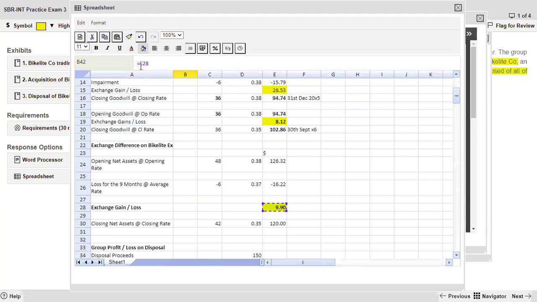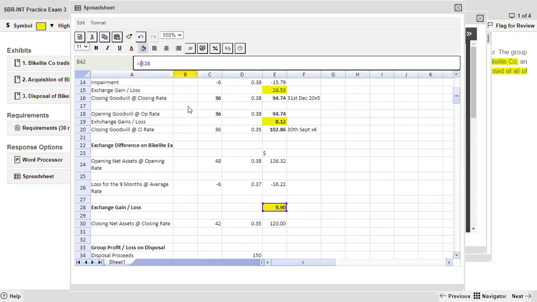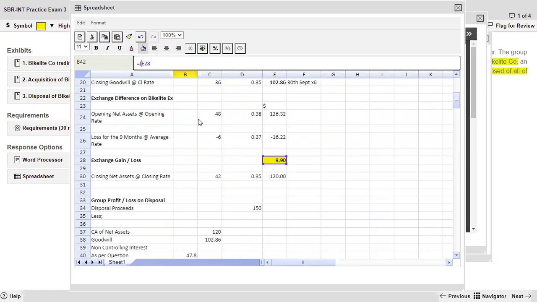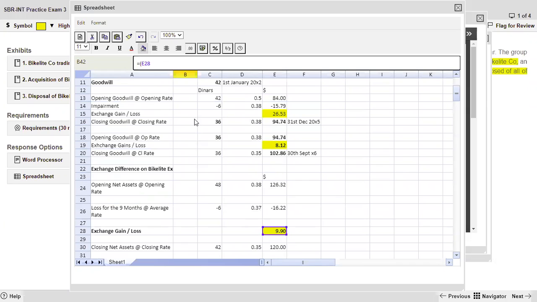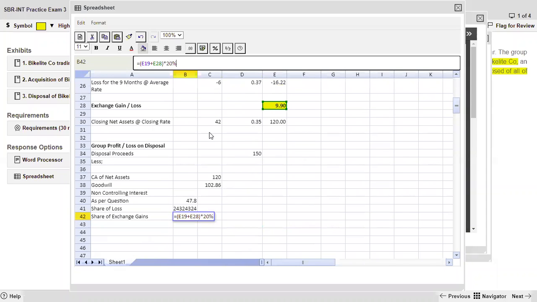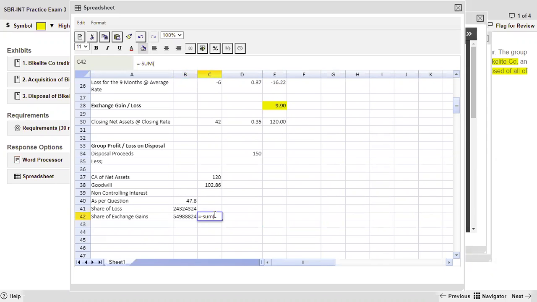Plus the share of exchange gain or loss on the goodwill in the current period. Multiply by 20%. So there is actually going to be a loss on disposal.